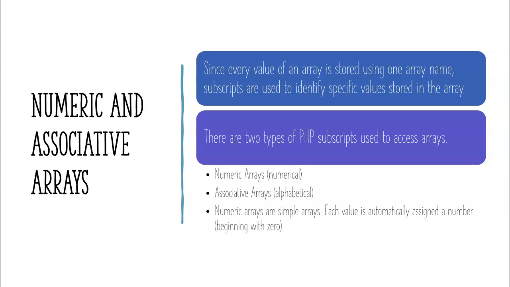The numeric arrays, of course, are numerical, and they are the most simple. Each value is automatically assigned a number beginning with 0. Associative arrays are alphabetical.